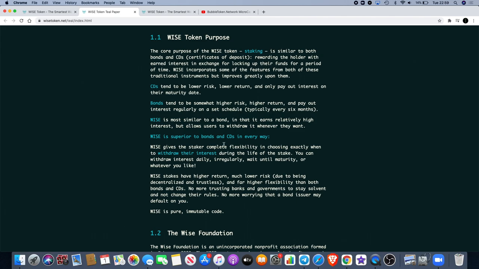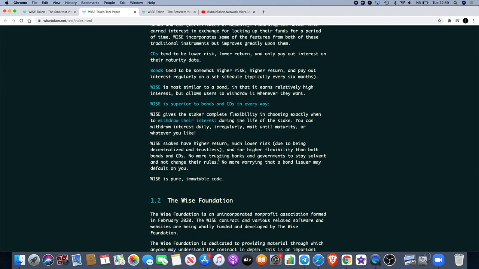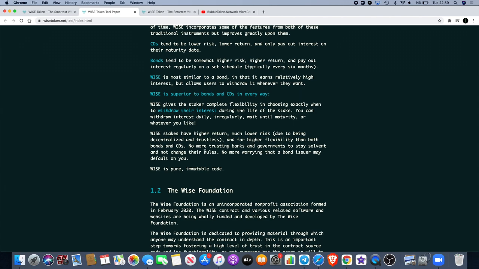So Wise gives the staker complete flexibility in choosing exactly when to withdraw their interest during the life of the stake. You can withdraw interest daily, irregularly, wait until maturity, or whatever you like. Wise stakes have higher return, much lower risk, due to being decentralized and trustless. So we know what decentralized is, right? And trustless, okay? So we talked about this in a previous video, that it's written into the smart contract, so you don't have to trust Peter, the founder.